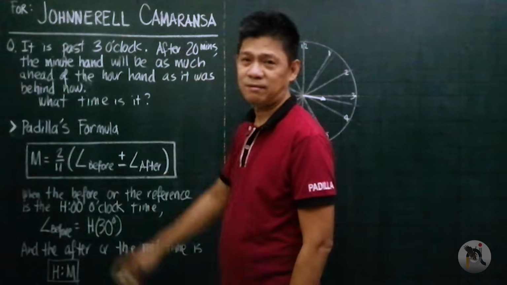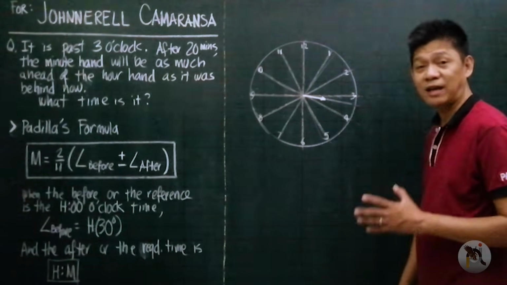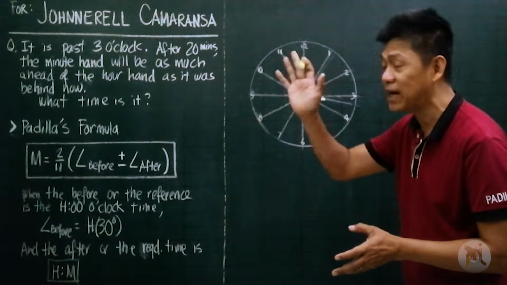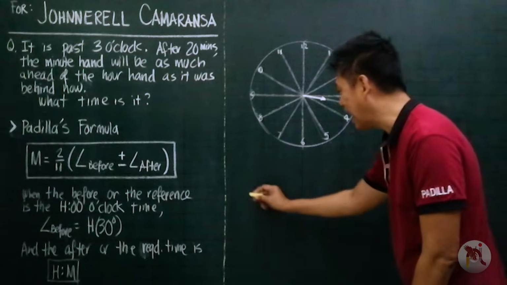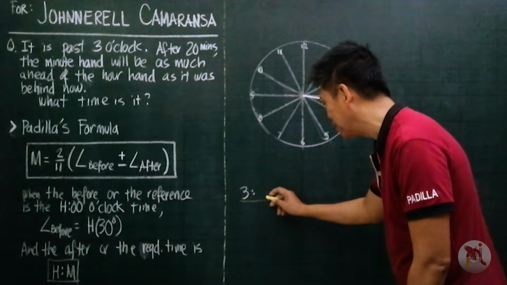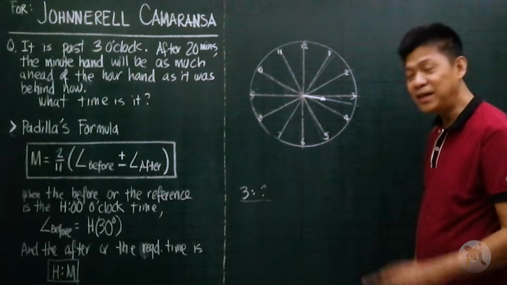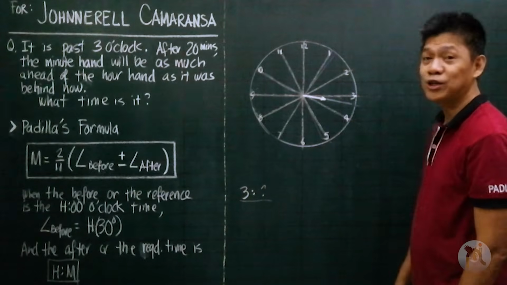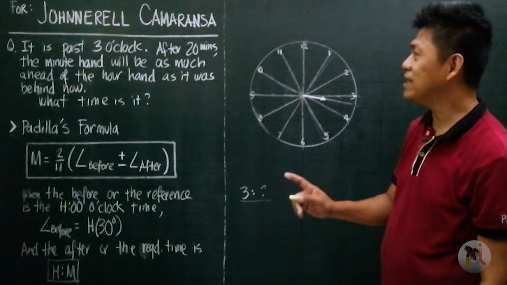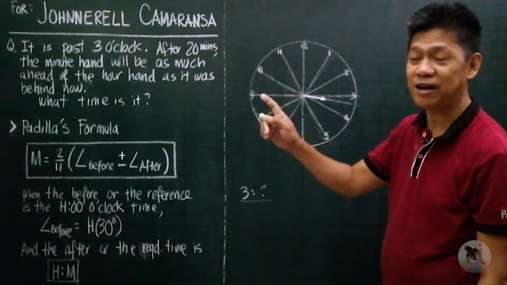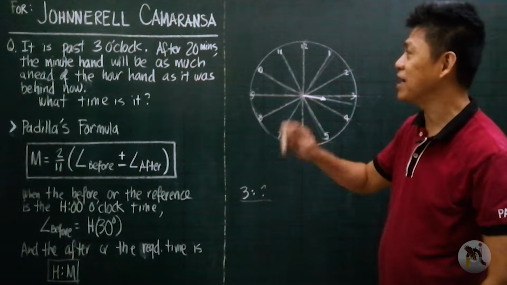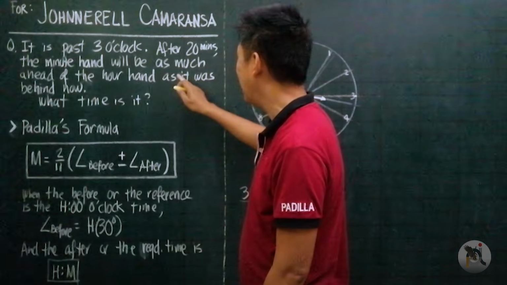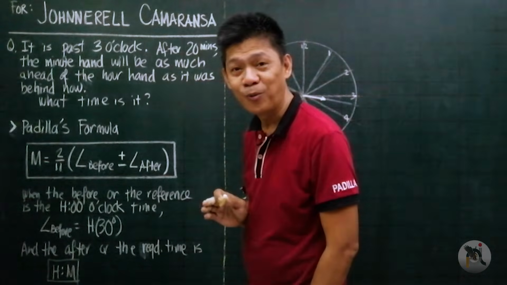But what about this one? It is past 3 o'clock. We do not know what exactly the time is, but we know it's past 3, meaning the hour hand is between 3 and 4. After 20 minutes, the minute hand will be as much ahead of the hour hand as it was behind now.